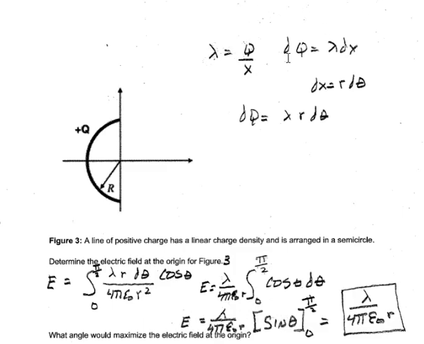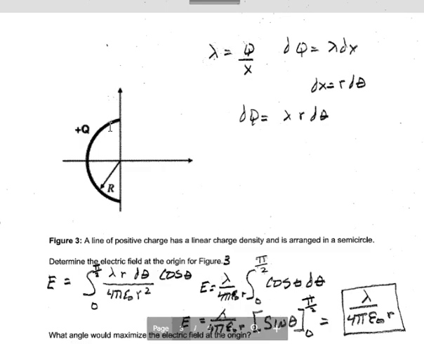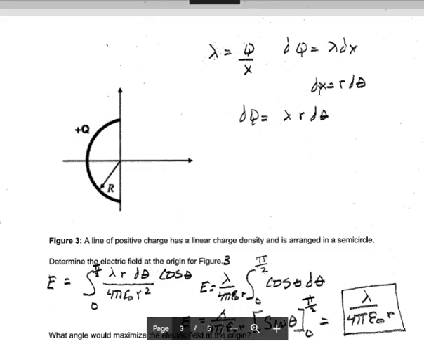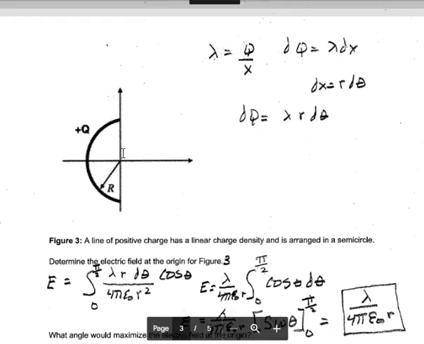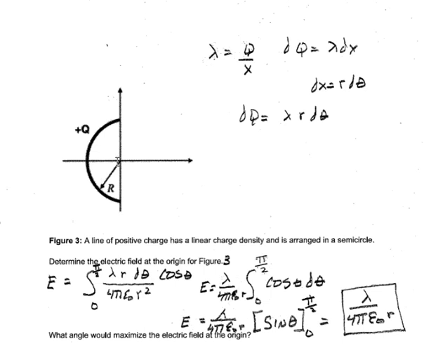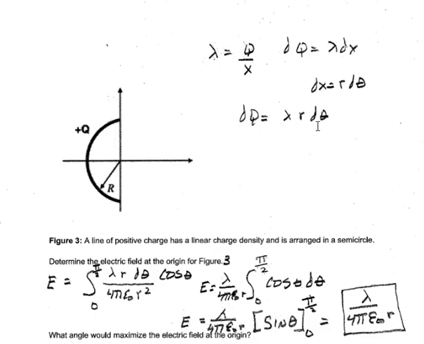Therefore, q does equal lambda x, and dq then equals lambda dx. That's the differential. Now what about this? Well, we have an arc length. Arc length is given by r theta. So dx can be written as r d theta. Imagine an infinitesimally small angle difference here, and we'll have a dx along the arc length then. Therefore, dq is equal to lambda r d theta.